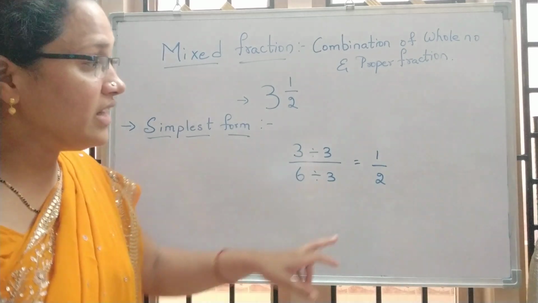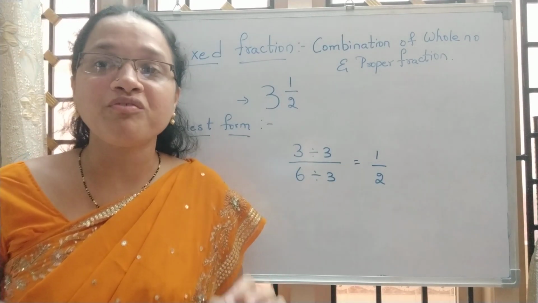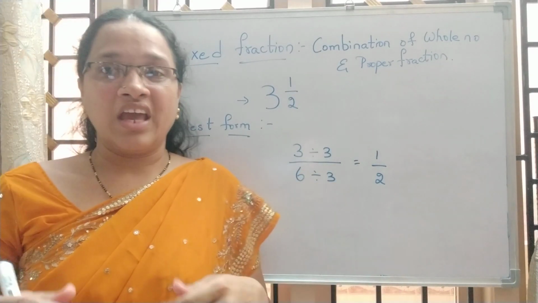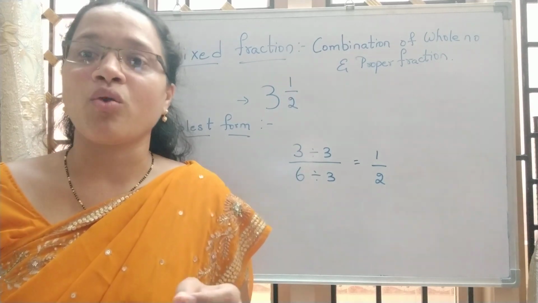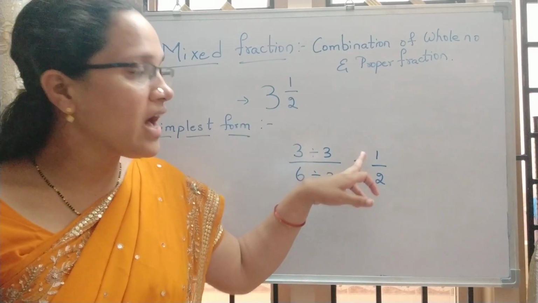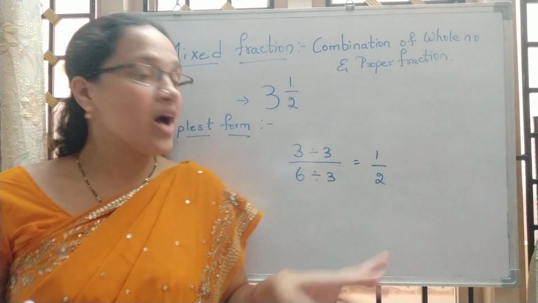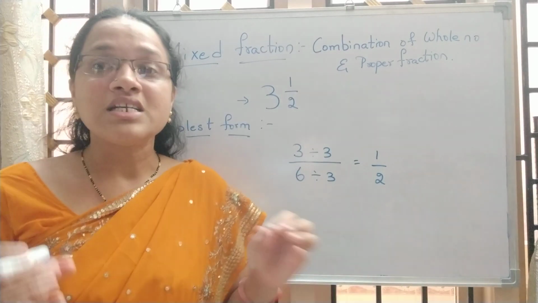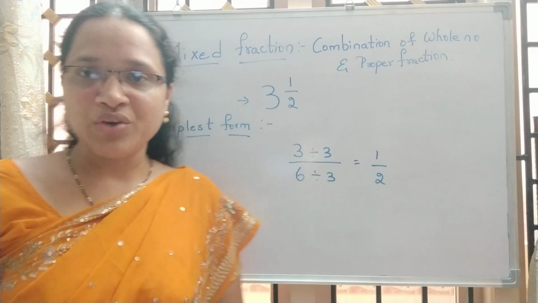And now you find that 1 and 2 are the simplest form of the fraction. Why? Because 1 and 2 cannot be divisible in any other table except for 1. So they have a common factor of 1. As they have the common factor 1, we say that this is the simplest form of the fraction. Okay, did you understand, children?